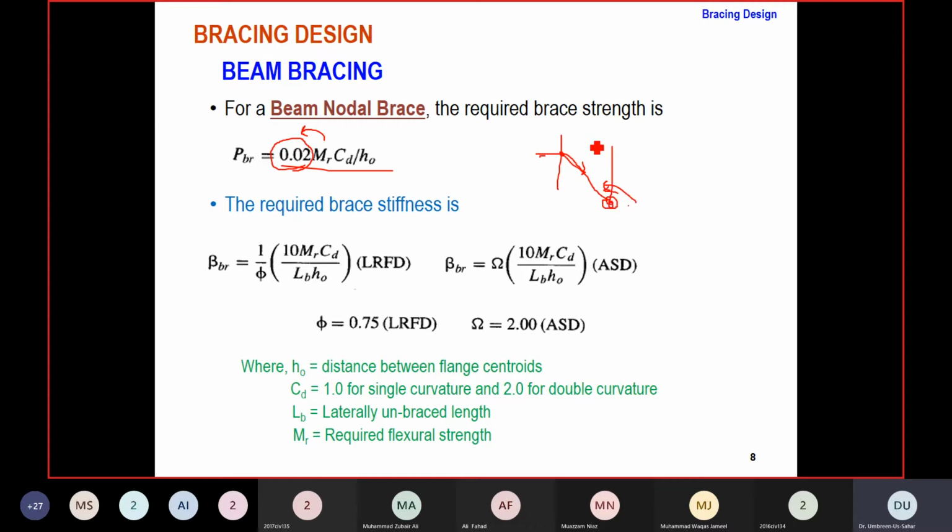Similarly, the stiffness. So दोनों साइड से आपके पास आ रही है, जबकि नोडल ब्रेस में जस्ट वन साइड इज रिस्पॉन्सिबल. So यही जो एक एंड है जो आप डिजाइन कर रहे हैं वहीं सारी स्ट्रेंथ आनी है. So इसलिए नोडल ब्रेस के लिए ज्यादा परसेंटेज रिक्वायर्ड है. The required brace stiffness is beta BR, and the formula is given. The definitions are the same.